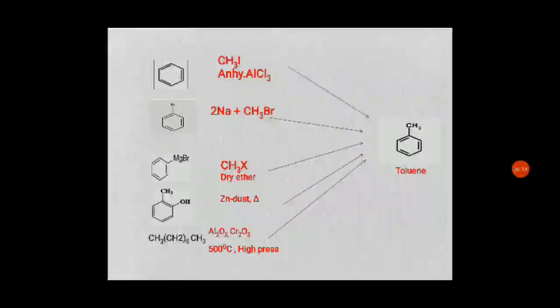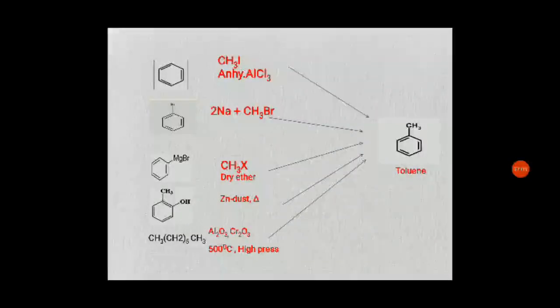The second method was the Wurtz-Fittig reaction, in which bromobenzene is treated with methyl bromide in the presence of sodium and dry ether to get toluene. The third method of preparation was from Grignard reagent. We have taken phenyl magnesium bromide that was treated with methyl halide or methyl bromide or alkyl halide in the presence of dry ether. Alkyl halide means methyl halide, because we have to prepare toluene. That means we have to attach only the CH3 group.